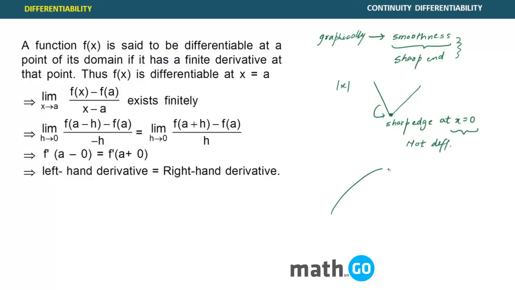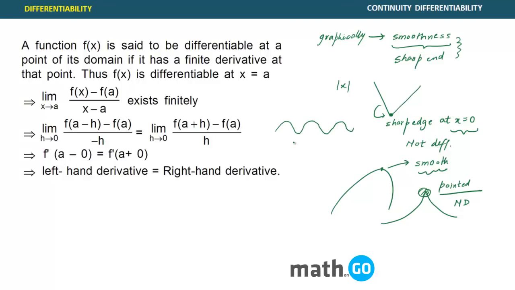For example, if I draw something of this sort, and this is a pointed edge over here, though right now it looks like a smooth curve. It is very smooth. So if this is smooth, then it is differentiable at this particular point. Whereas if you draw something like this, here it is a sharp, pointed edge, so that means not differentiable, ND. If the graph is smooth, for example the sin x curve, they are all smooth, so that means they are all differentiable. I would say that this graph is completely differentiable.